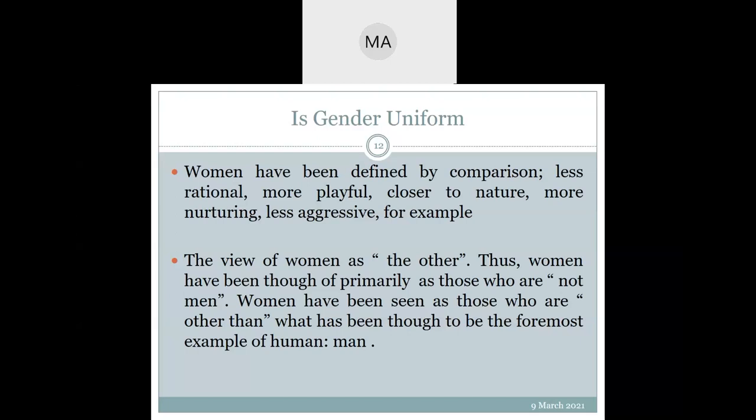If you look at these characteristics, they may not be uniformly distributed everywhere in the world. Some characteristics may be specifically given for some regions or specific areas of the country, and when we talk about implementation, the depth and strength of the practice is also different from place to place. So in this case, gender is not uniformly practiced. The other issue is that women have been seen as other than human, as other than man. So every primary potential and benefit is given to man, and women are considered as others. This also makes the practice of gender not uniform in every area.